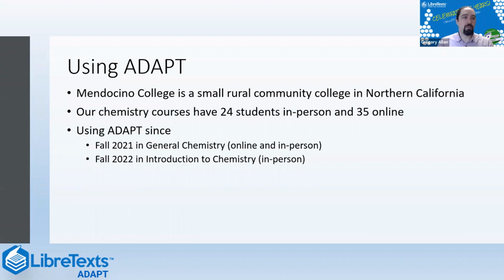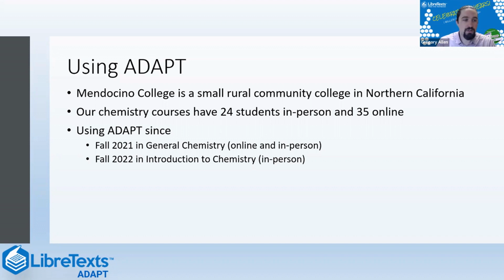And so I talked a little bit about how I use ADAPT, but I want to give a little context for my experience with ADAPT and how it works in my classrooms, because what I'm going to do next is talk about some student feedback or how students are interacting with ADAPT. So I teach at Mendocino College. It's a community college in Northern California. This is a rural community college.